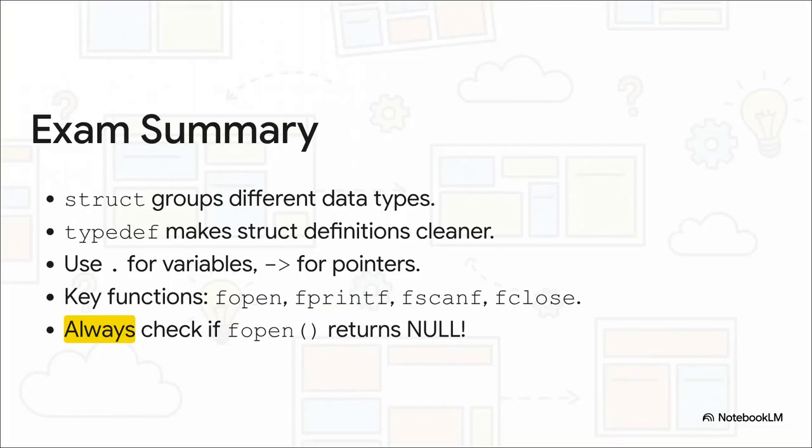Okay, let's do a quick lightning round summary. If you're cramming for your exam tonight, this is what you need to remember. 1. Structs bundle related data together. 2. Typedef is your friend for cleaner code. 3. Dot for variables, arrow for pointers. 4. Know your basic file functions: fopen, fprintf, fscanf, and fclose. And 5. The golden rule. Always check if fopen gave you back a null pointer. If you can remember those 5 things, you are in fantastic shape.